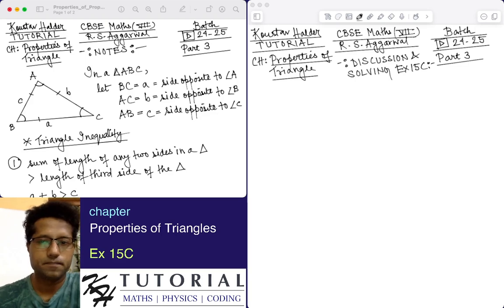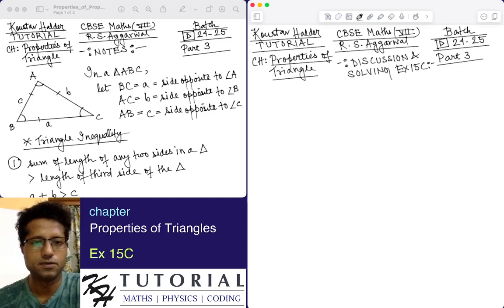Now before that, in a triangle ABC, the usual convention is that the side BC, which is opposite to the angle A, is considered to have the length small a. That is, BC is equal to a. BC is denoting the side BC which is opposite to the angle A, and we normally denote the length of the side BC with small a.